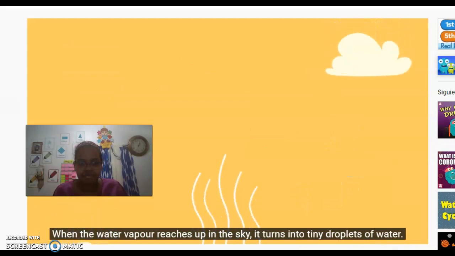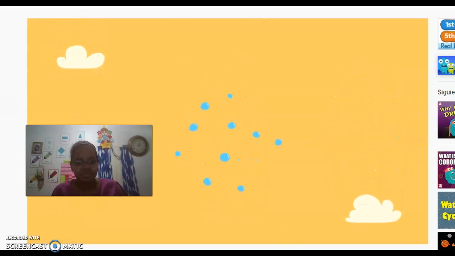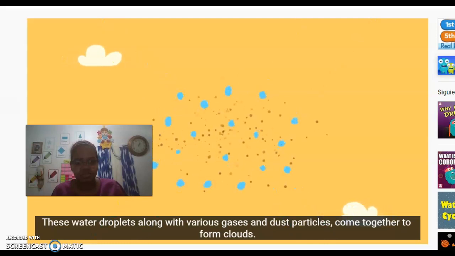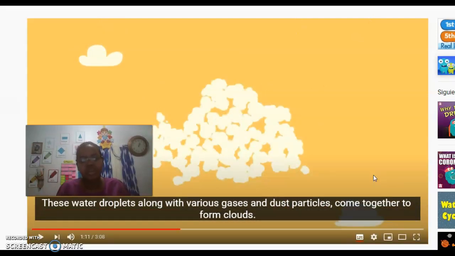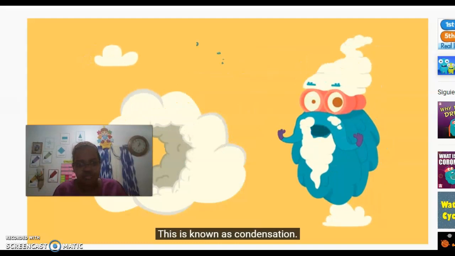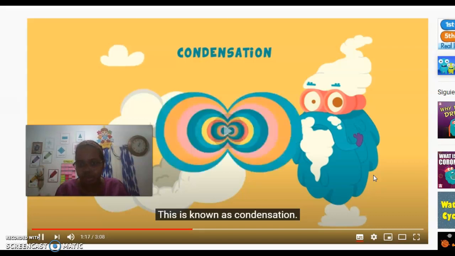When the water vapor reaches up in the sky, it turns into tiny droplets of water. These water droplets, along with various gases and dust particles, come together to form the clouds. This is known as condensation. And this process is the second part of the water cycle, the condensation of the water.